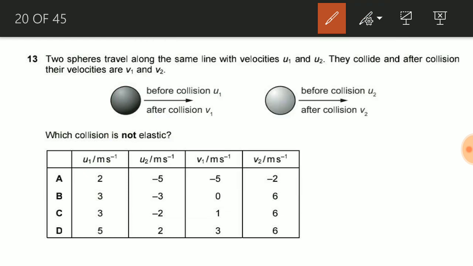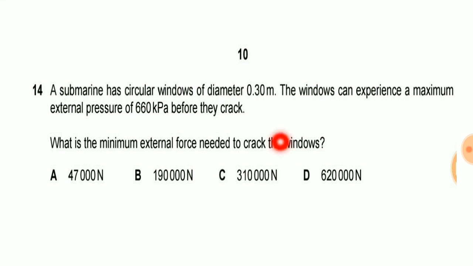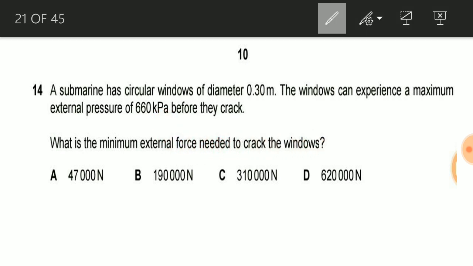Now let us move to question number 14. In question number 14, a submarine has a circular window of diameter 0.3 meter. Here it is given the diameter is 0.3 meter. The window experiences a maximum pressure of 660 kilopascal. Now we need to find the force. This is a simple, easy one.